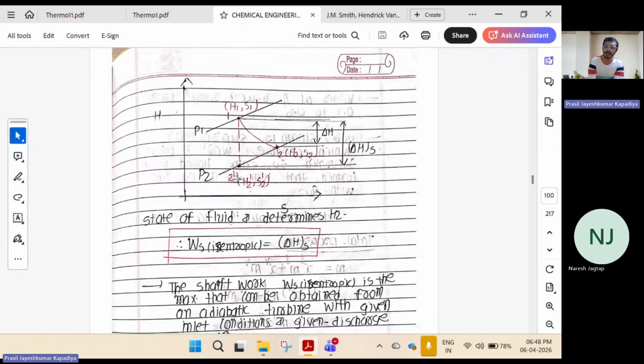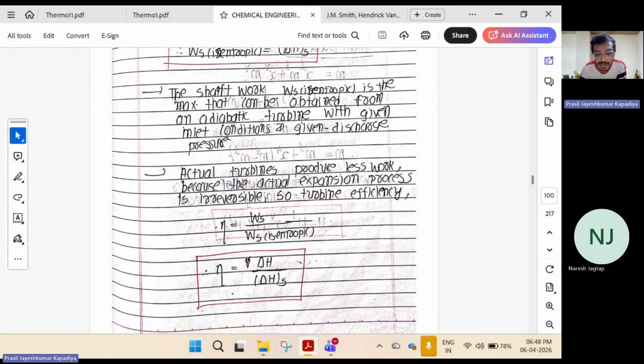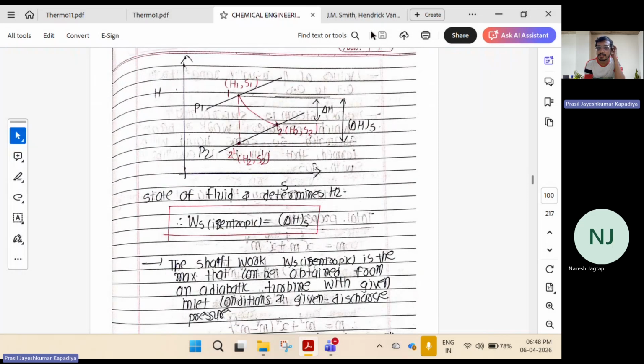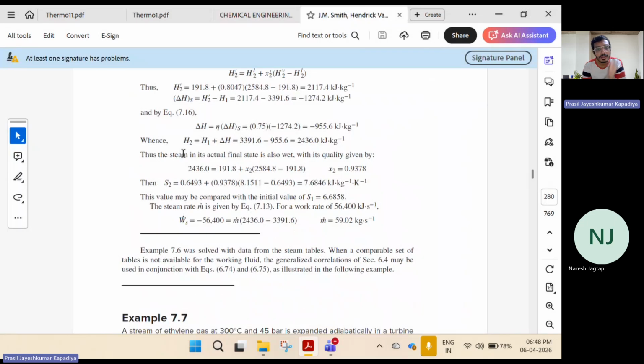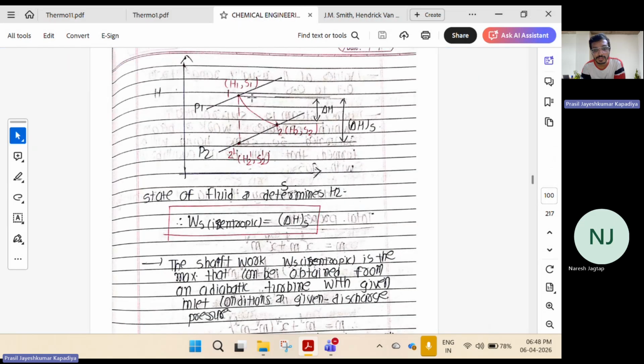Now what is turbine efficiency? Eta is equal to delta H by delta Hs. So delta Hs I know, eta I know, so I know delta H. Delta H is nothing but H2 minus H1. So if I know delta H, then H2 minus H1 is equal to delta H, and I can find out the actual value of H2.